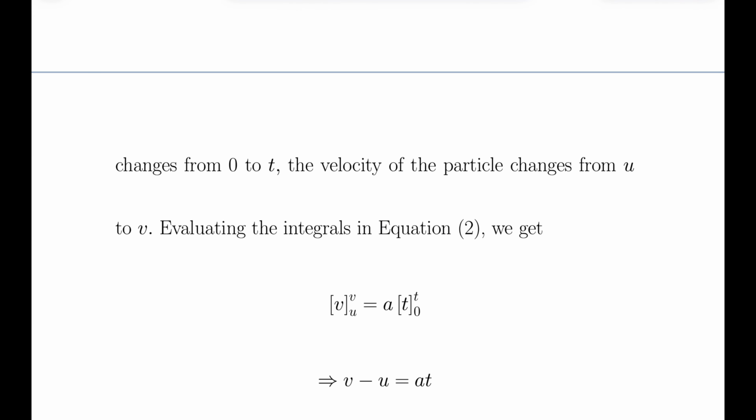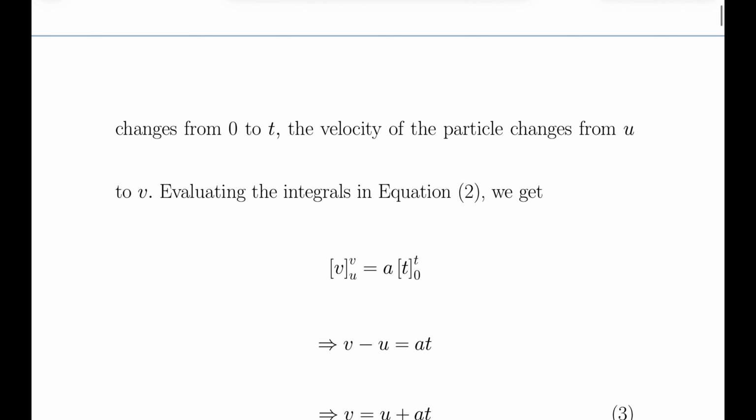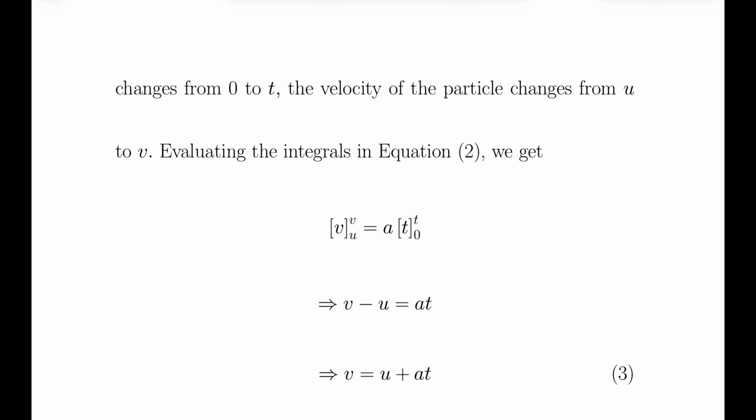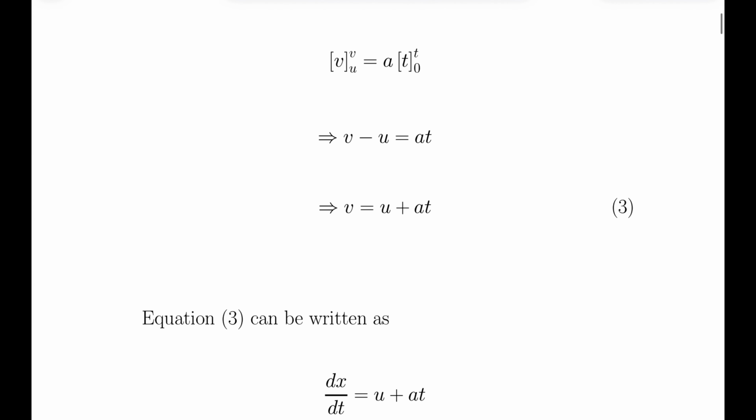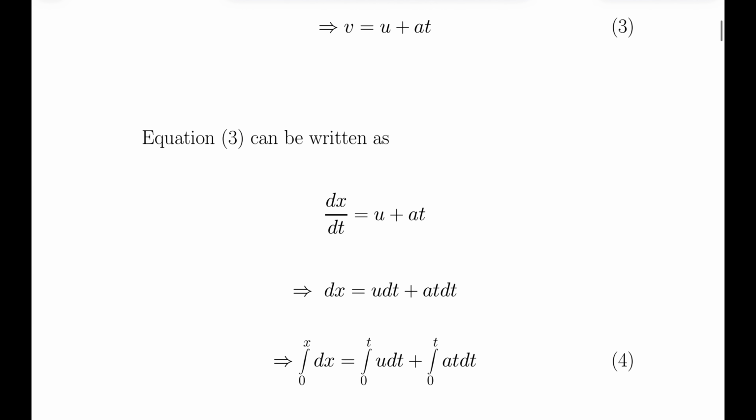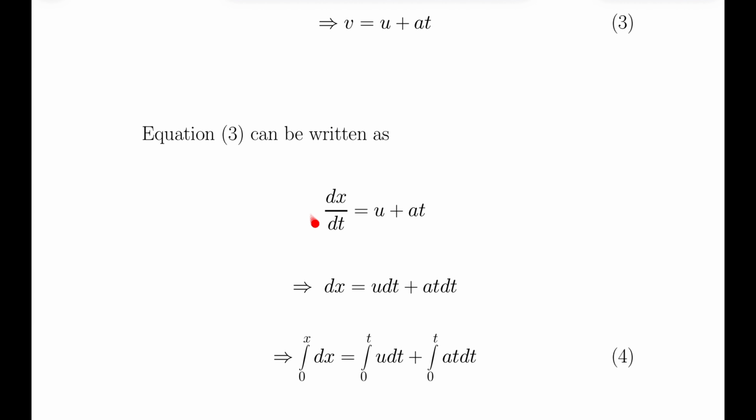We evaluate the integral in equation 2. So we have the integrated value, and putting the limits here, this is v minus u equal to a into t, or v equal to u plus at. So if you know the initial velocity, you can find the final velocity of the body after time t, provided you know the acceleration. So equation 3 can also be written as dx upon dt.